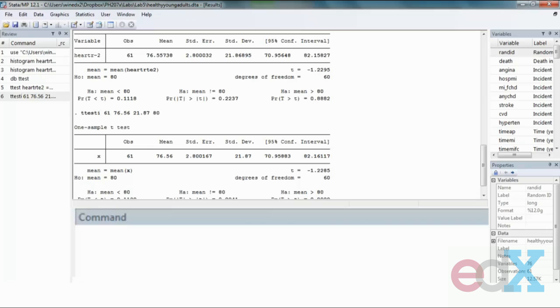Okay, so that's the logistics of how one would do a t-test in Stata. Let's go back to thinking about this test that we just did.